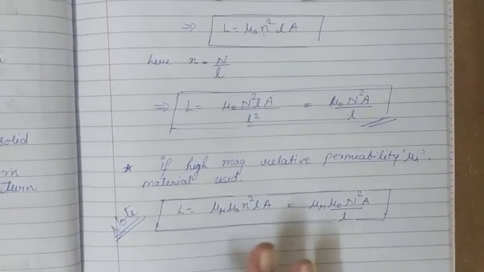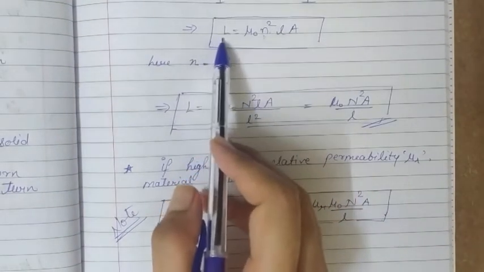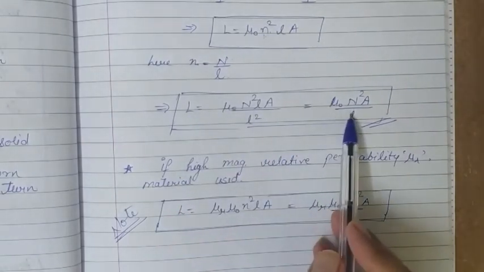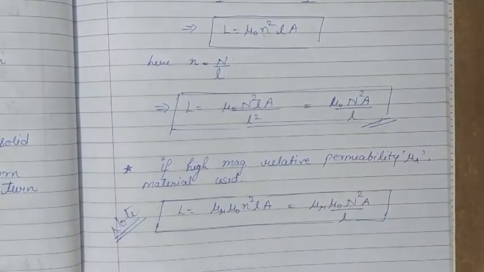Otherwise if we have the normal material, then in that case L is equal to mu naught n square A L, or capital L is equal to mu naught capital N square A upon L. These are the answers for self inductance of a long solenoid. So that's all for the first case in which we are trying to find the expression for self inductance of a long solenoid.